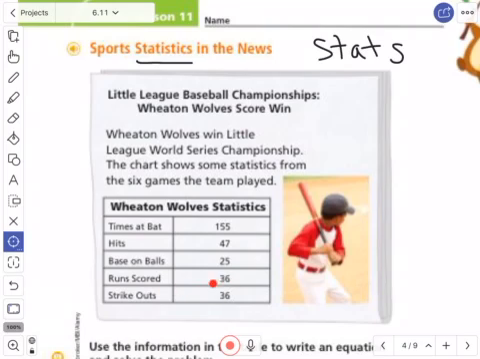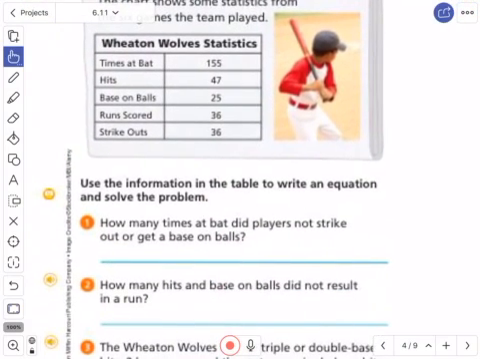Runs scored, they scored 36 runs. Strikeouts, 36. So that means they got 3 strikes when they were trying. Either they swung and they missed it, or they didn't swing, but the ball went to that perfect little strike zone. So that's the stats. That's the information we're going to need. Now, even if you don't really know anything about softball or baseball, you don't need to know this. You just need to make sure you're reading these labels here for the numbers.